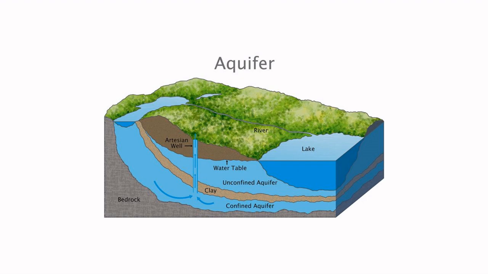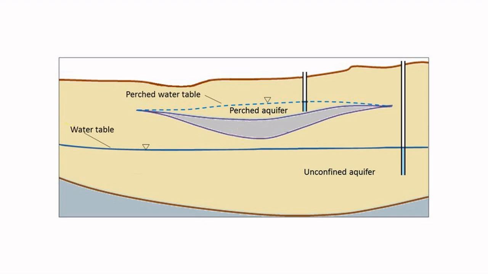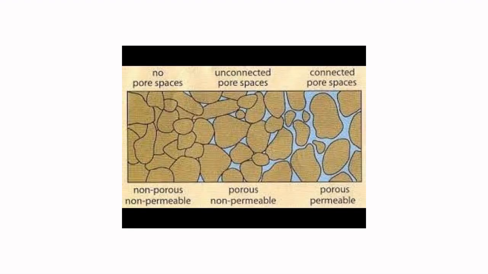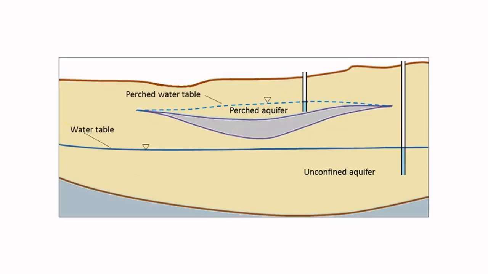And coming to the third type, rocks which can collect, store, and transmit significant amounts of groundwater are known as aquifers. These have connected pore spaces. They are porous and they are permeable. That means they can collect, store, and also transmit the groundwater through them. For example, you can have sand, pebbles, or any kind of fractured rocks.